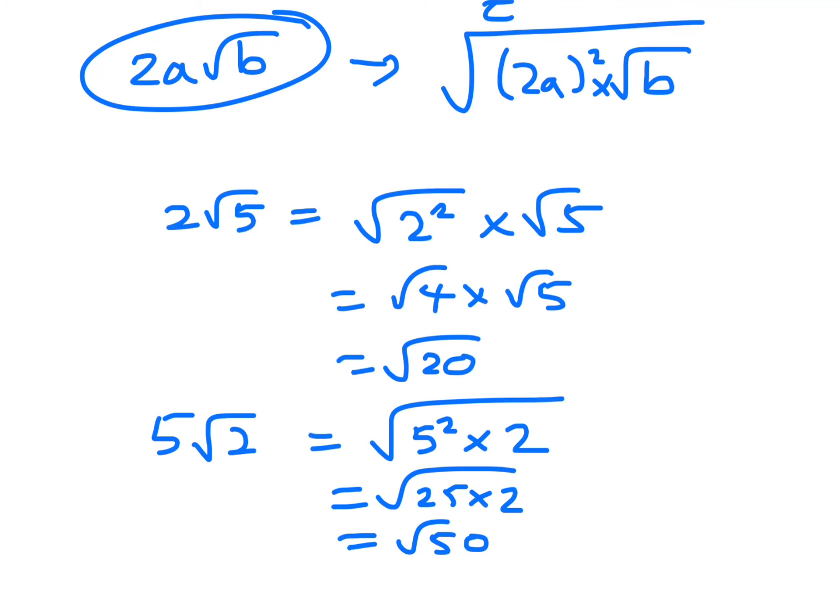So you square the 2a when you're putting it underneath the square root. I'm just going to get rid of that. So what's that squared? 2 squared's 4, a squared's a squared, and then b. Okay, so let's look at another one.